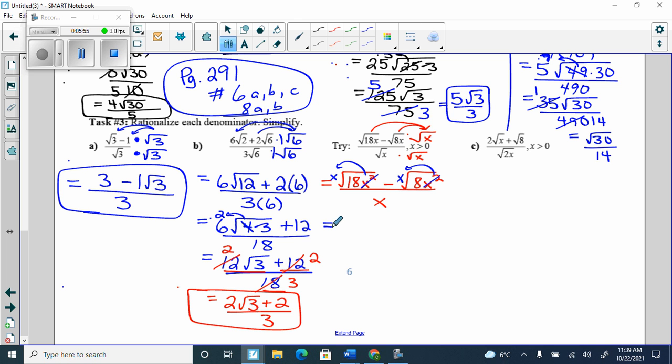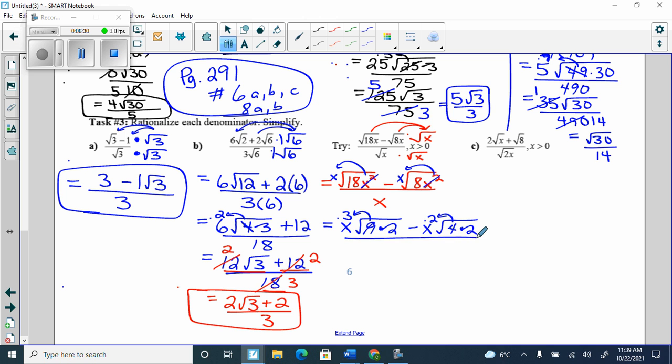So now I have x root, now wait a second, 18. Can I break it down into anything? 9 and 2. Oh, I hate this. Keeps trying to connect the numbers. 9 comes out and it's a 3. Minus x. 8. Can I break it down into anything? 4 and 2. Ugh. 4 comes out and it's a 2.